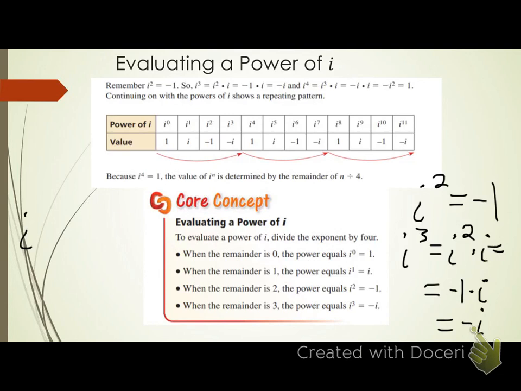What if I have i to the 4th? It could be i squared times i squared. What's i squared? -1. So I get -1 times -1, which is just 1. So i squared is -1, i cubed is -i, and i to the 4th is 1. Does everyone see that?